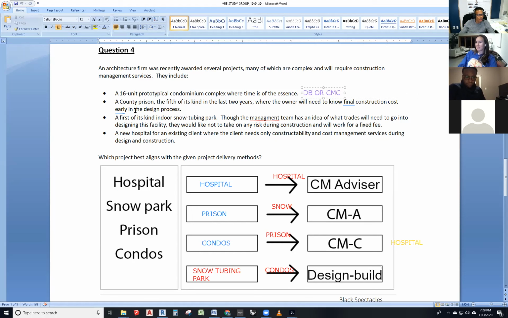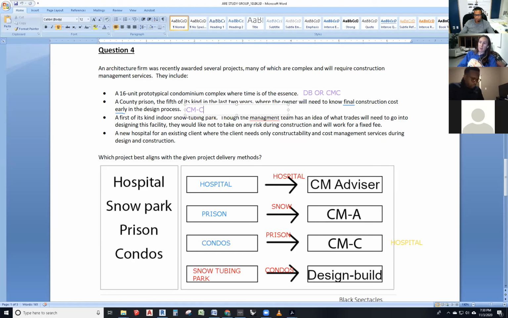So I'll look at the other one. A county prison, the fifth of its kind, so there are not many like that in the last 2 years, where the owner will need to know final construction costs early in the design process. So this one can also benefit from a CMA. I think that CMA is construction manager at risk. Oh, I thought it was agent. Yeah, CM agent. But the thing is, agent and advisor are interchangeable. So I'm not sure. Or then it would be CMC is at risk. That's what it is, right?